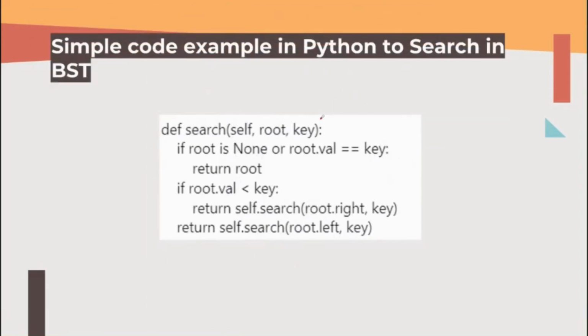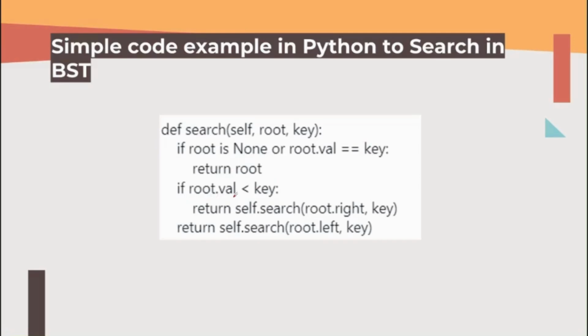Now see how the code is written. Here search is a function, and we are passing the root value and the element that we are going to search for. If the root is none or the root value is equal to the key, that means there is no root or it found the key, then it returns the value present at the root.